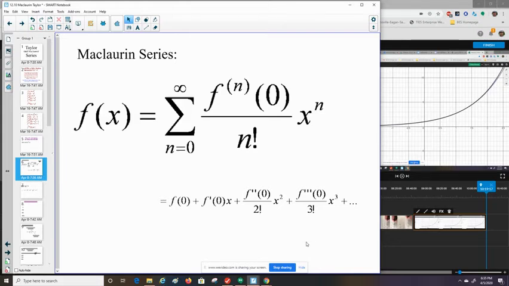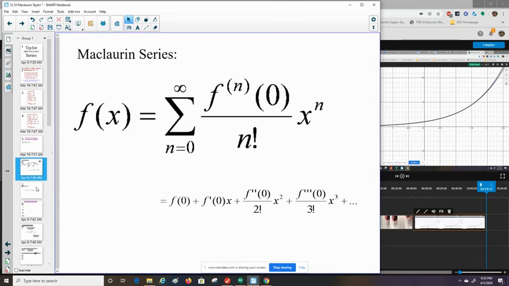But when we go back and look at what we did for e to the x, it was 1 plus 1 times x plus 1 times x squared over 2 factorial. The derivative was just 1 for everything along the way. So 1 plus x squared over 2 plus x cubed over 3 plus x to the 4th over 4 factorial, and it just carried along.